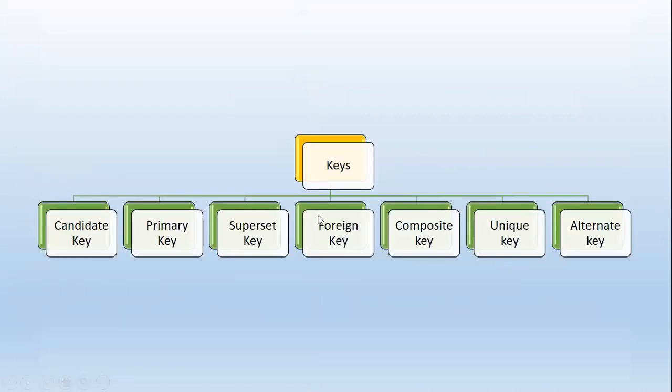What are the different kinds of keys that we come across in database management systems or RDBMSs? There are different kinds of keys that we can use. The first one is the candidate key. Then we have the primary key, then we have the super key, then we have the foreign key, then we have the composite key, then we have the unique key, and then we have the alternate key. So these are the various keys that can be used in a table within a database.